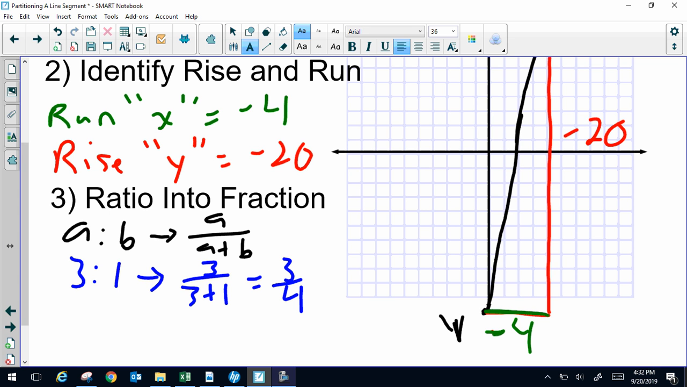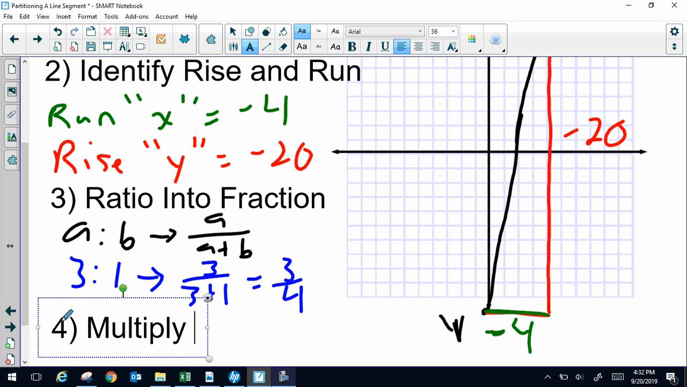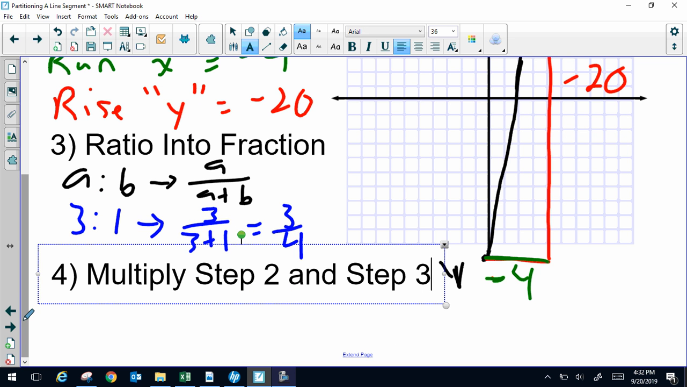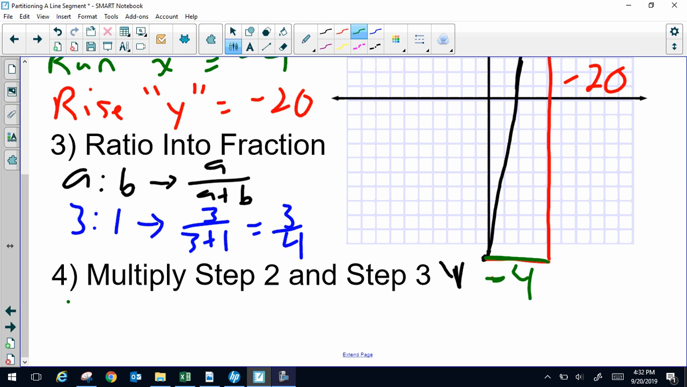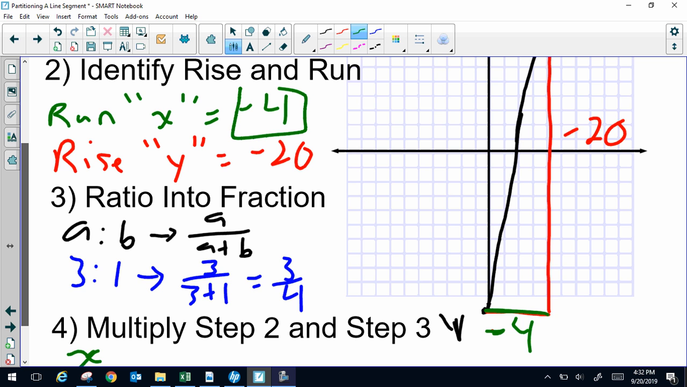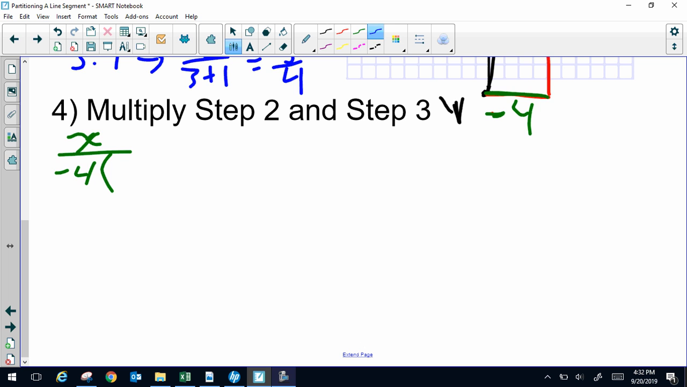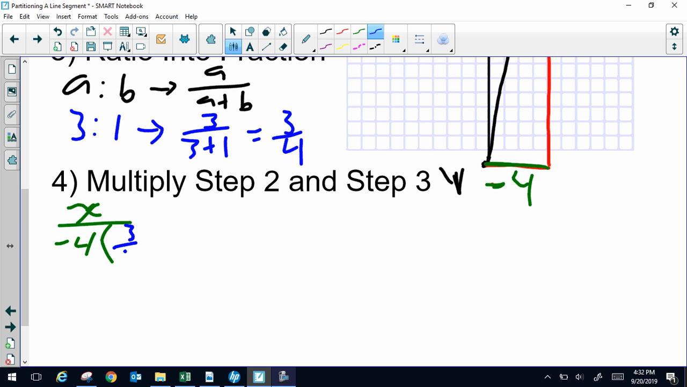Okay, then step 4, multiply step 2 and step 3. When I do that, if we're talking about our x's, we take the x from step 2, which in this case, our run, is negative 4. We're going to multiply it by the fraction from step 3, which is 3 over 4. Remember, top number gets multiplied to there, so it gives me negative 12 over 4, which gives me negative 3.